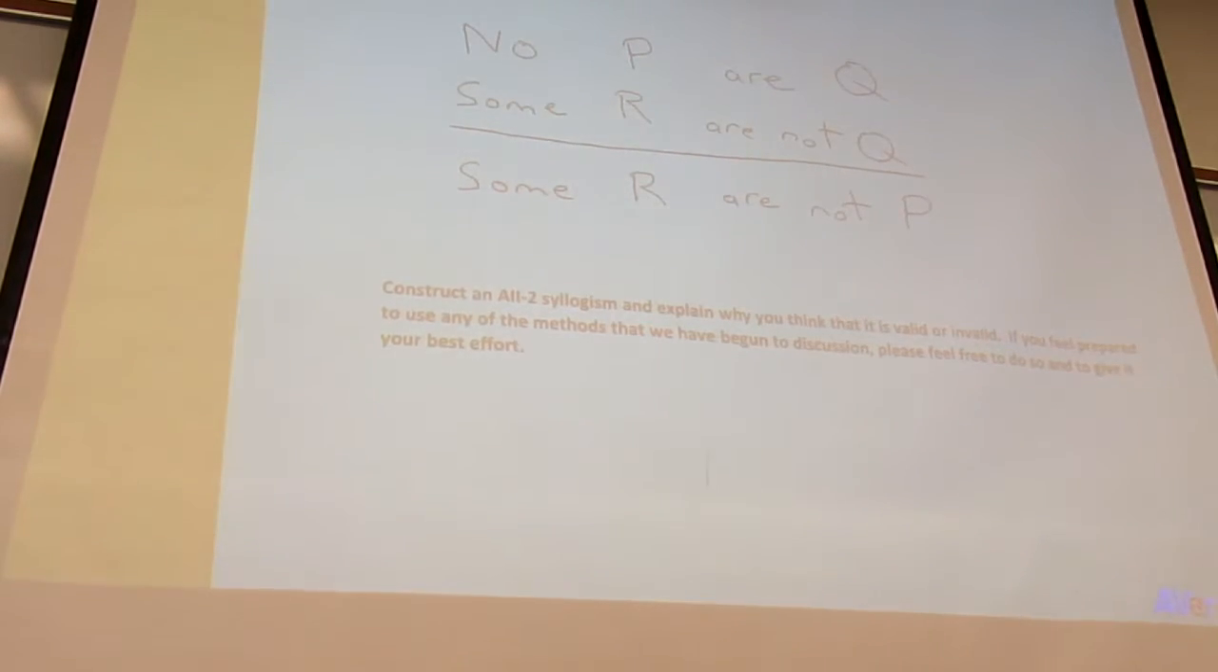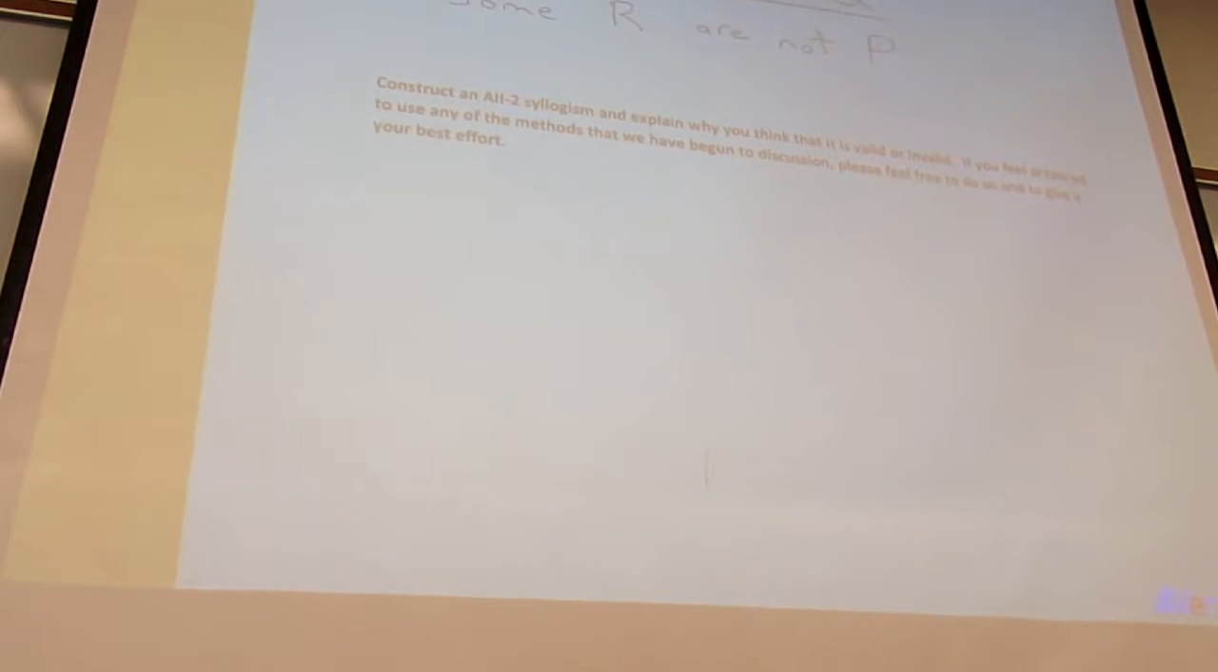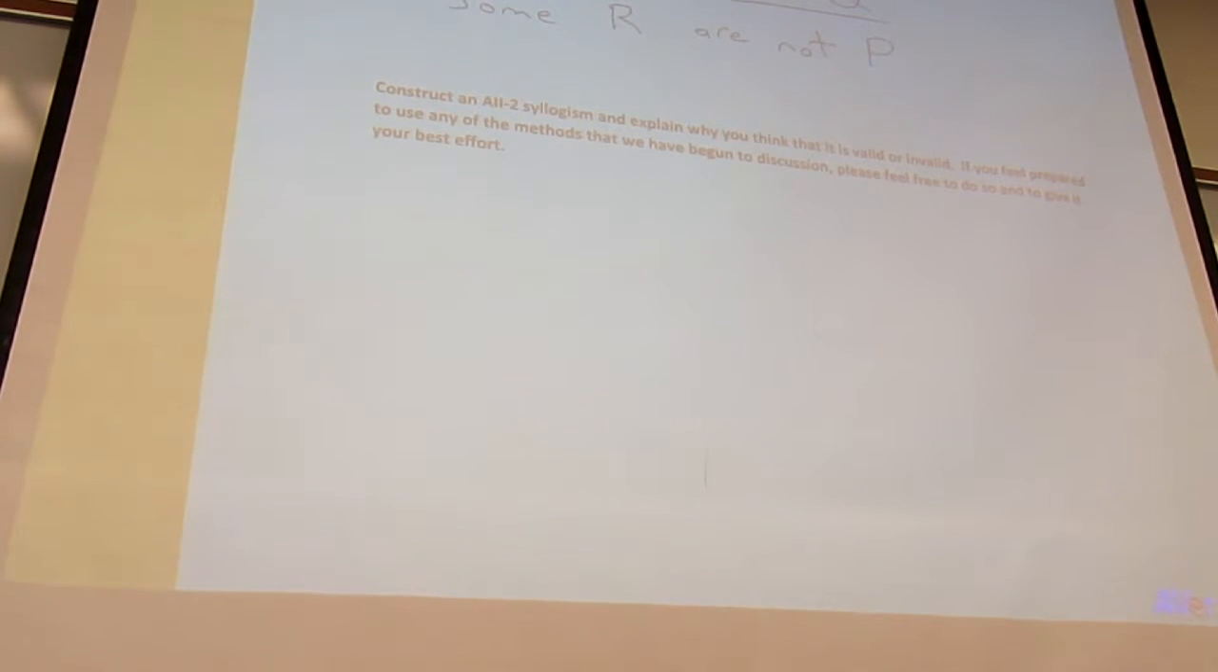Now this second one says construct an AII2 syllogism and explain why you think that is valid or invalid. Unfortunately, when the darn keyboard does a capital I, it looks exactly like a lowercase what? A lowercase l. More than one of you said, this says all. No, it's AII2 here. Now, if you didn't ask and you were a bit confused about that, I understand. I won't beat you up over it. But yeah, let's run through this one.